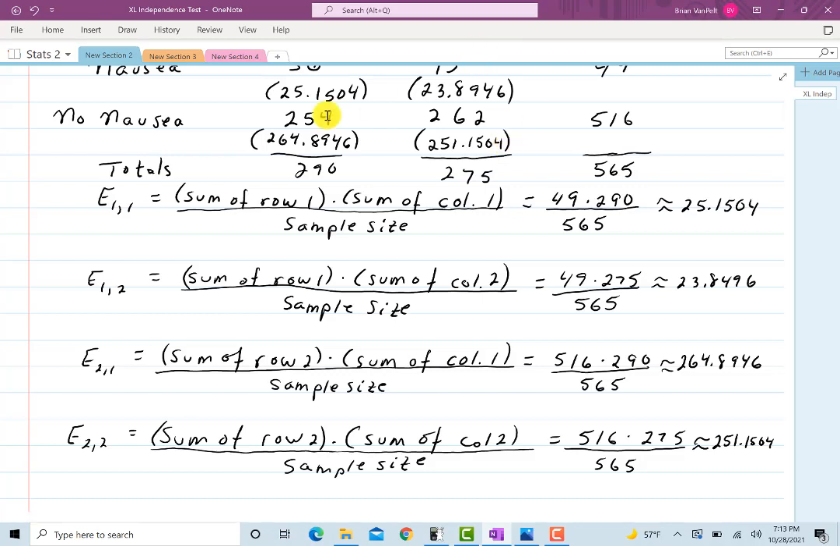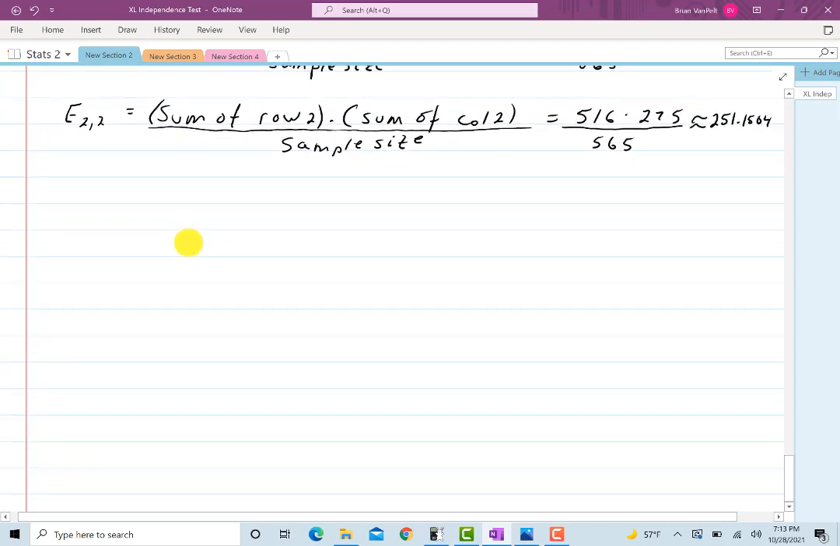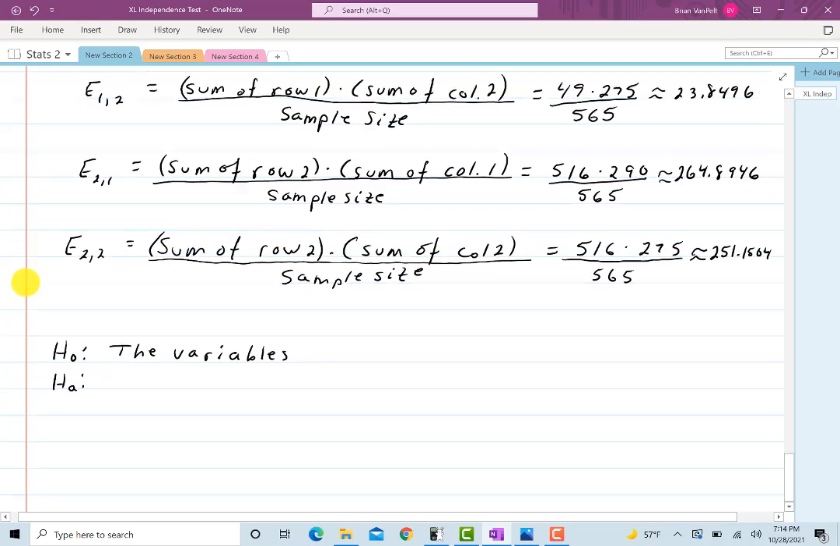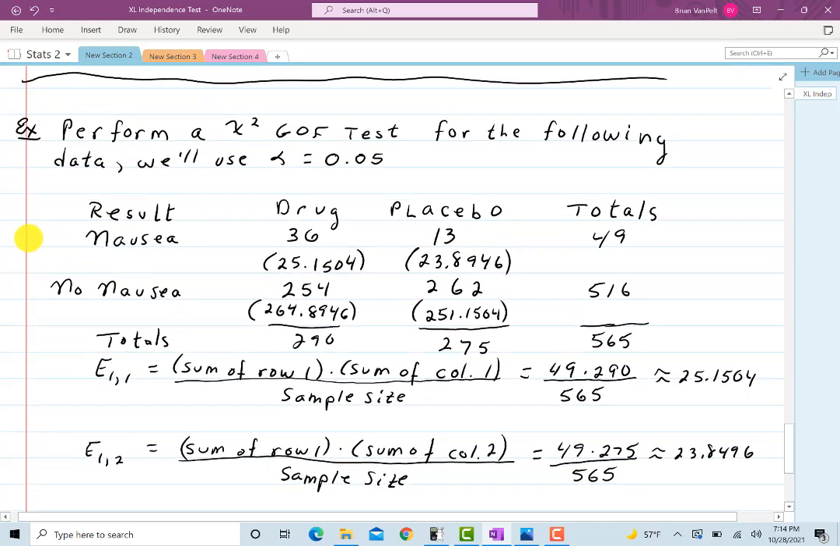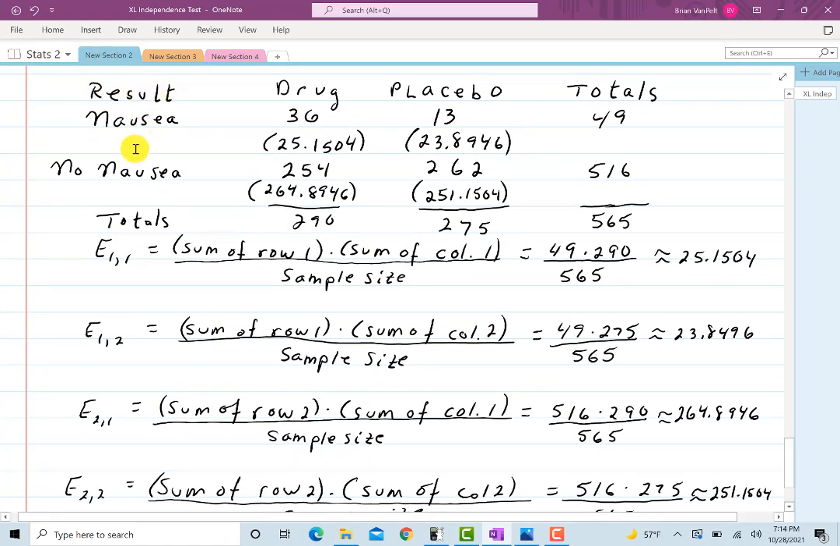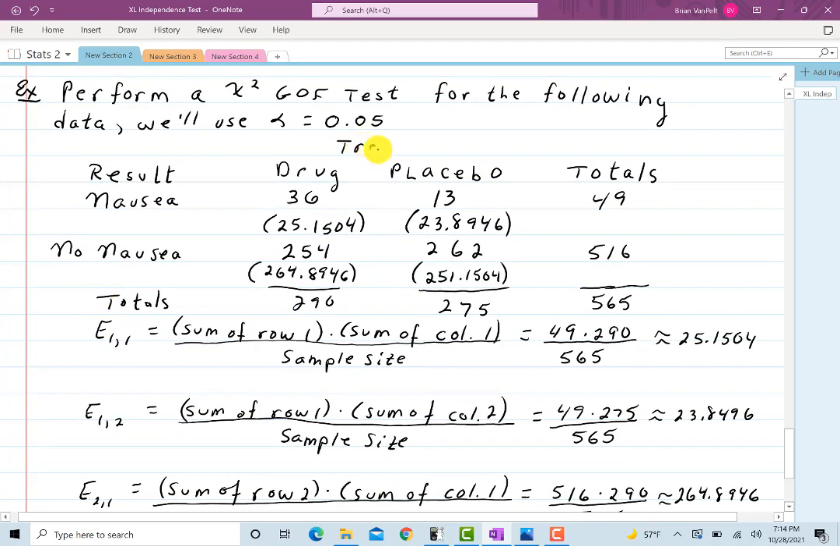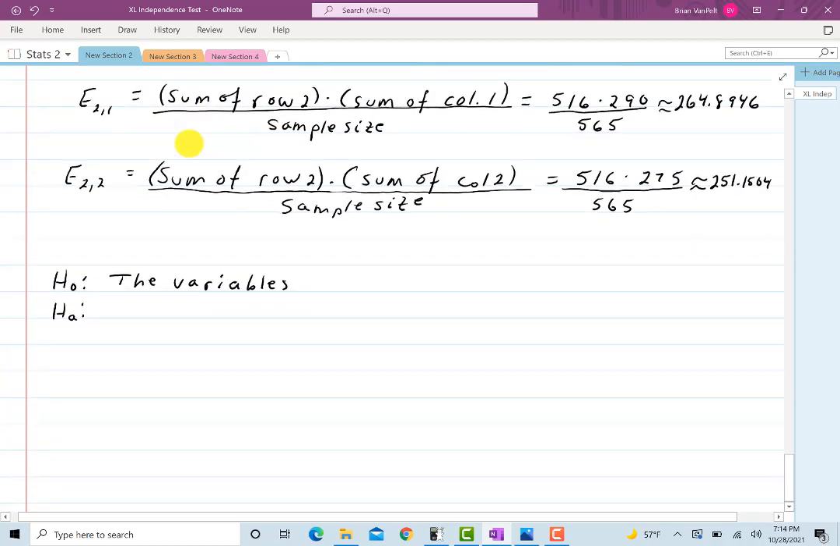251.1504. Now remember, the first thing we're supposed to check in all of these is to make sure each of these numbers in parentheses is greater than or equal to 5. We're good. So we have that down. Now let's get our H0 and HA. So here we'll write for H0 the variables. And here you might need to look and see what these variables are called. Let's come back up to my table. So I have variables being result, and the other variable, I think let's call this treatment. All right, so result versus treatment.